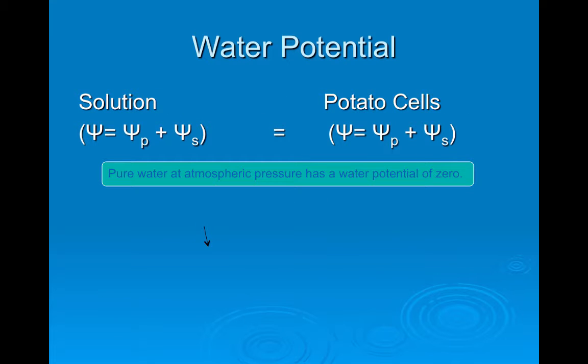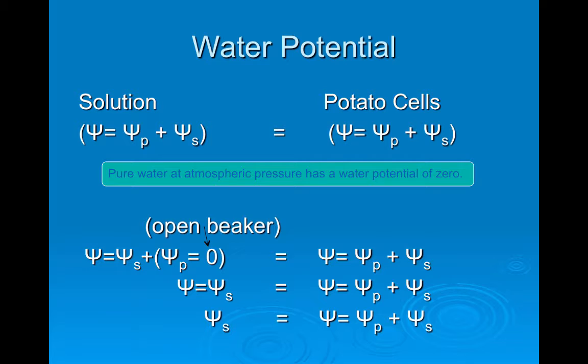Given that these are equal, can we solve for the water potential of the potato cell at equilibrium? First, we note that the pressure potential in an open beaker is 0. So solute potential plus 0 equals the water potential of the sucrose solution at equilibrium. This means if we know the solute potential, we know the water potential of the sucrose solution. And since the water potentials are equal at equilibrium, it's also the water potential of the cells.